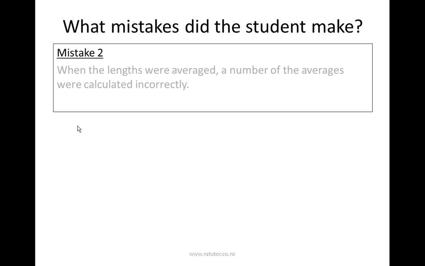The second mistake that the student made, when the lengths were averaged, the extension lengths, a number of the averages were calculated incorrectly. Now, before we go into this, it's important to identify first that the student didn't actually measure the full length of the spring. They just measured the extension length, the length that it extended by. Okay. Ideally, you would actually measure the whole length of the spring, although it still gives a similar result.